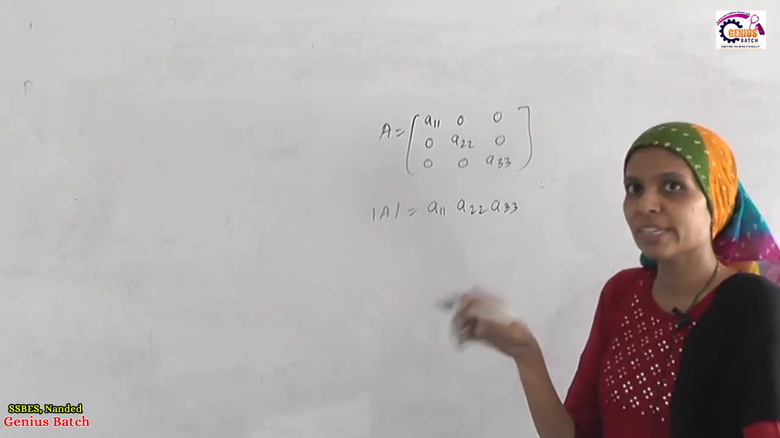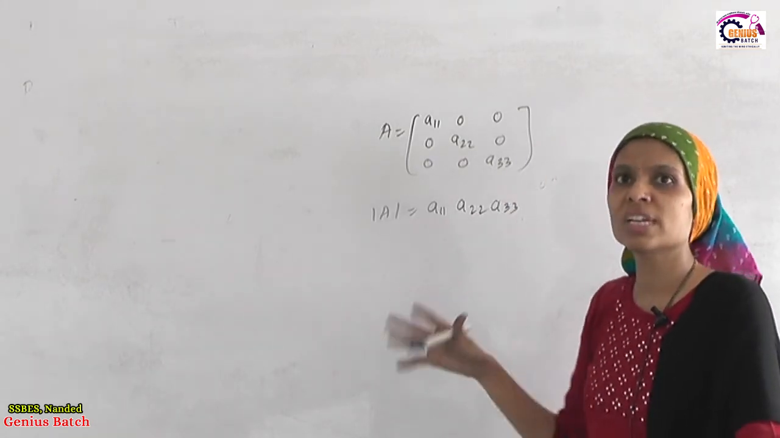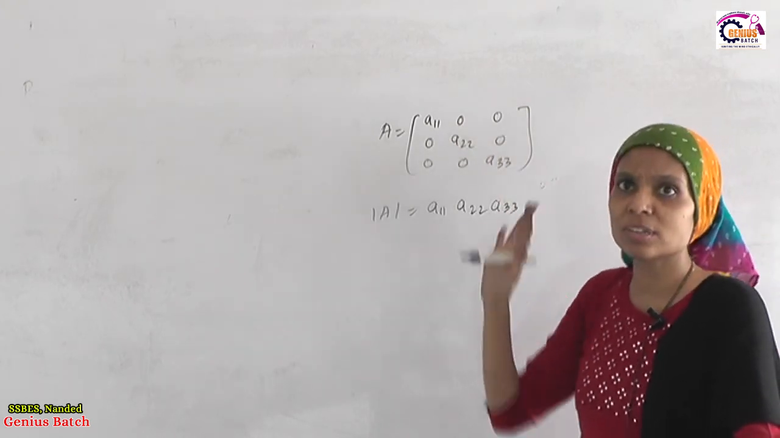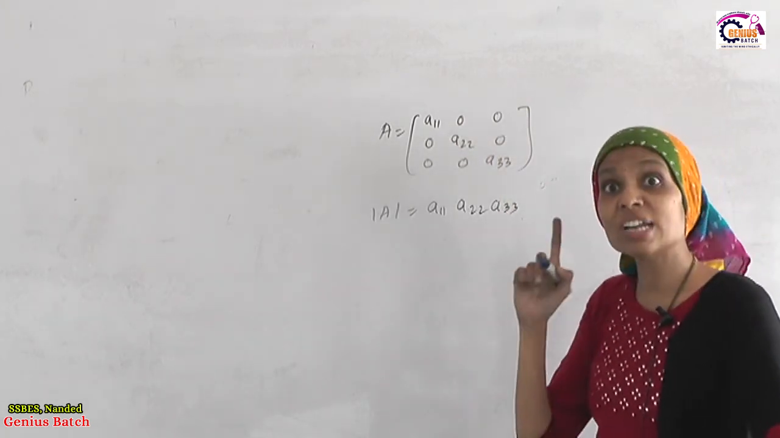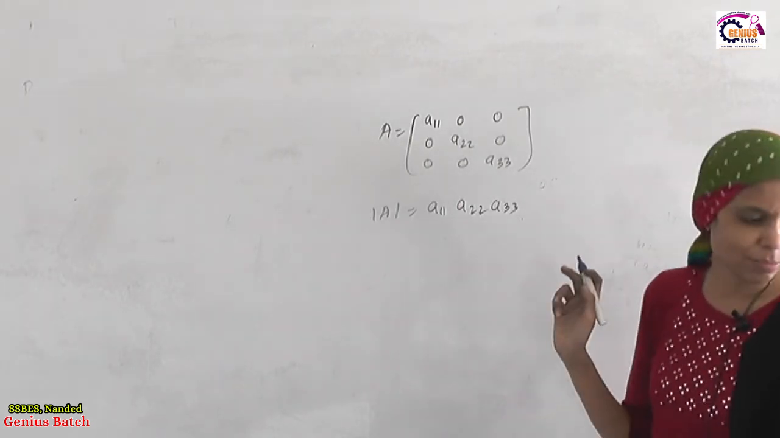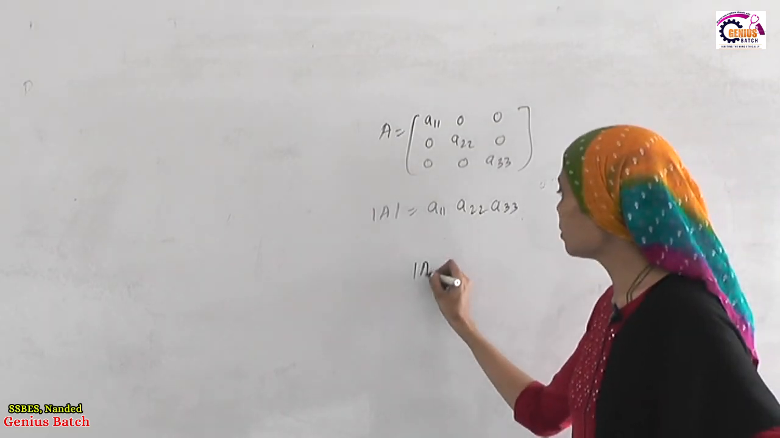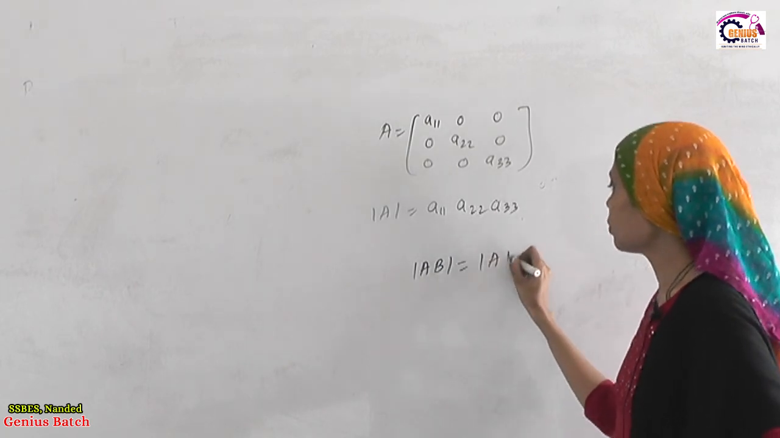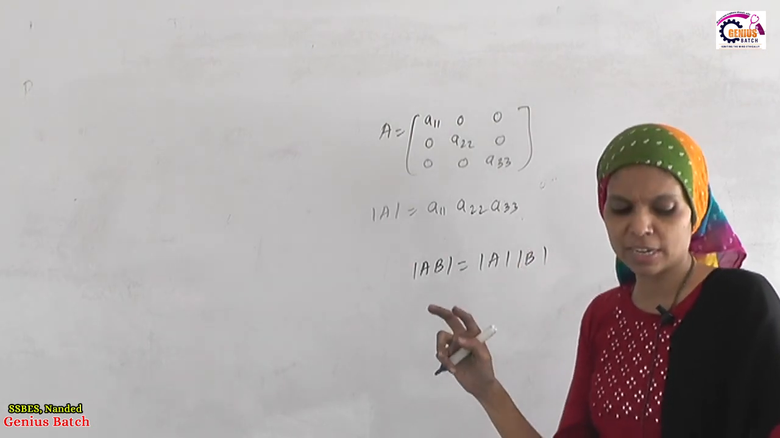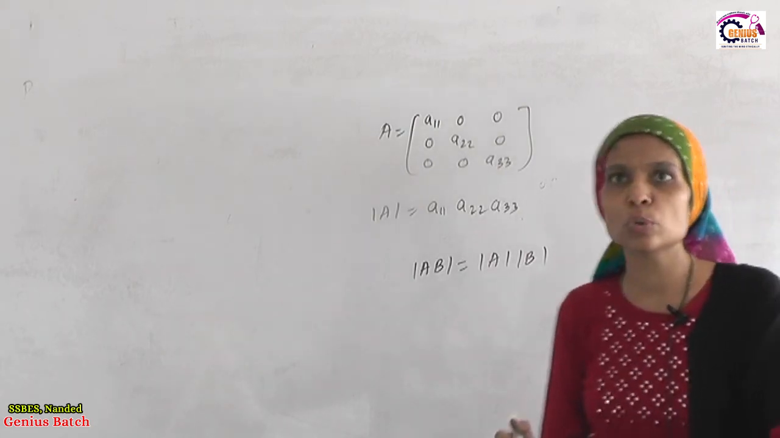ऑर्डर 2 चा असू द्या, ऑर्डर 3 चा डायगोनल असू द्या, ऑर्डर 4 चा डायगोनल असू द्या, डिटर्मिनंट विल बी प्रोडक्ट ऑफ डायगोनल एलिमेंट. एक्सपांड करा, व्हॉट यू विल गेट A11 into A22 into A33 minus 0, all other terms are 0. So for a diagonal matrix, determinant of A is just the product of diagonal elements. This was the next property. And the last property, that is determinant of A into B is determinant of A into determinant of B. If the product of two matrices is given, then its determinant: determinant of AB is determinant A into determinant B.